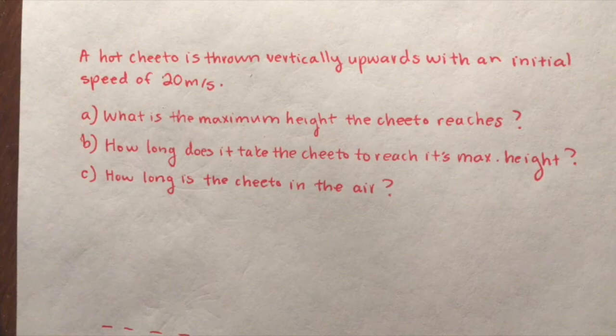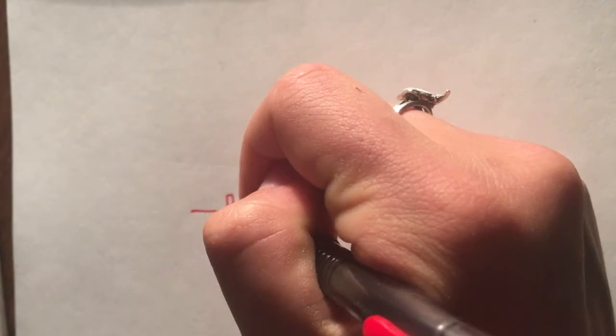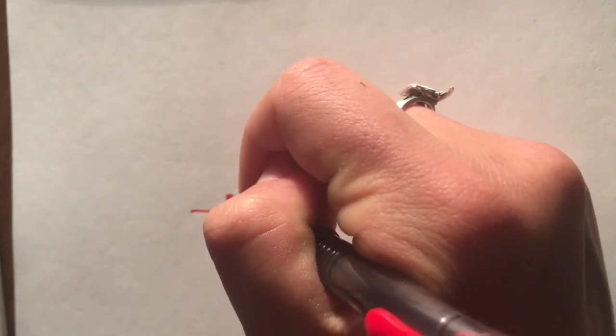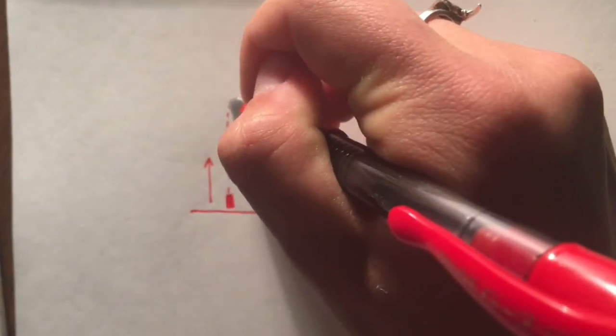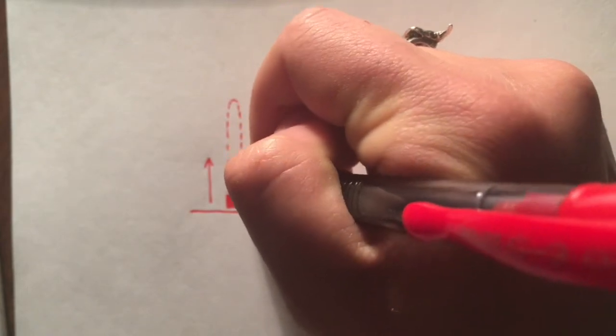A hot Cheeto is thrown vertically upwards with an initial speed of 20 meters per second. Draw a picture! Alright, here's what's going on in the problem. Here's the ground. Here's the Cheeto that's getting thrown upwards. It's thrown upwards, goes up, reaches a certain height, and comes straight back down.